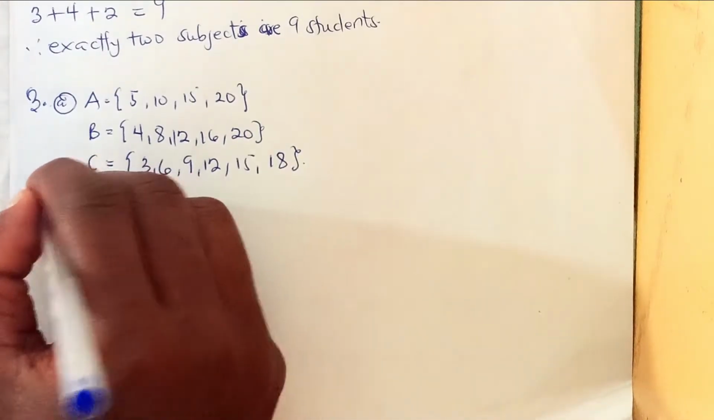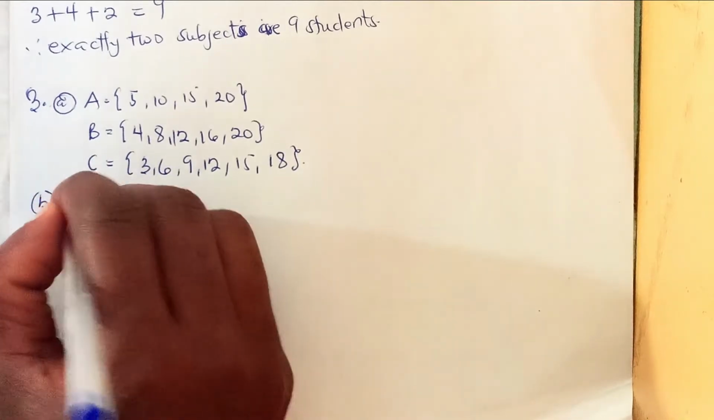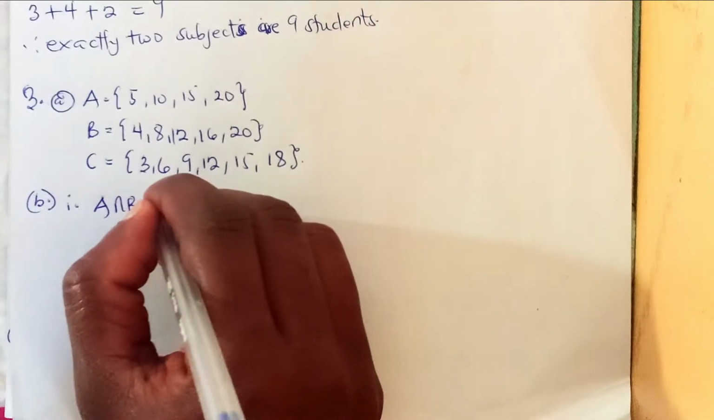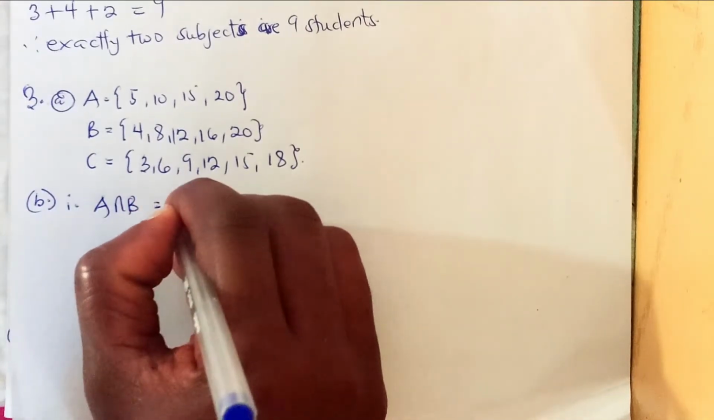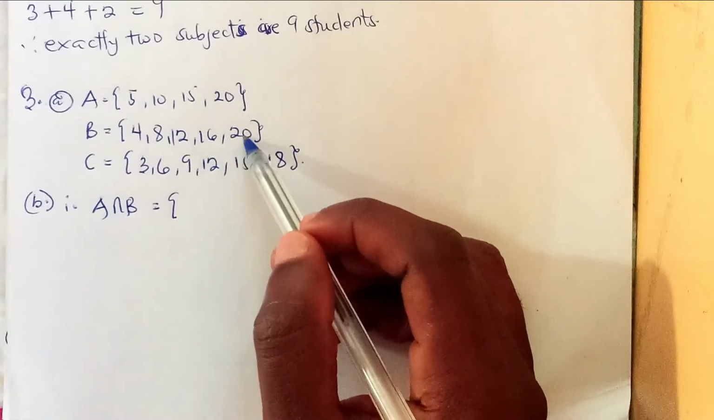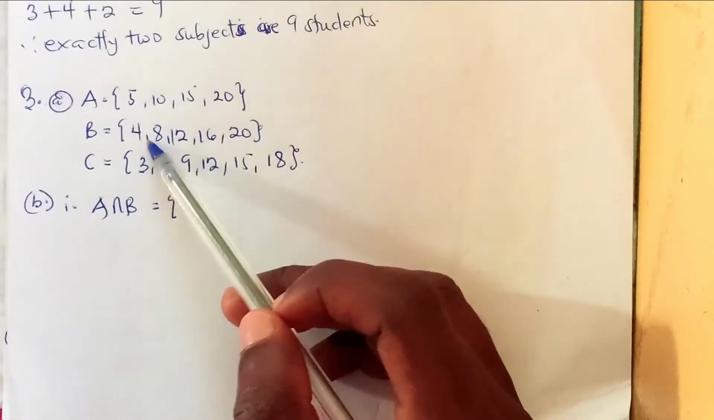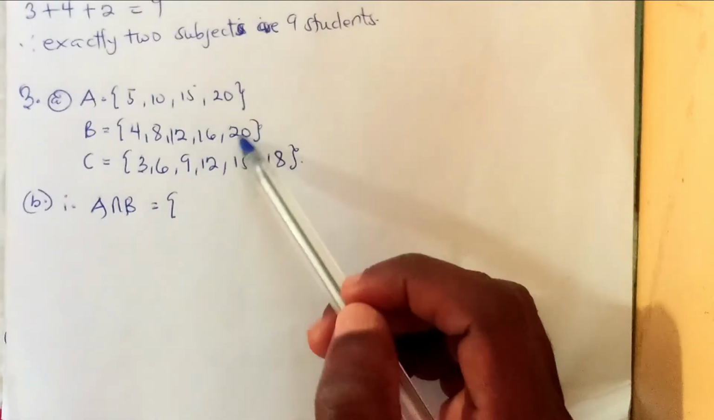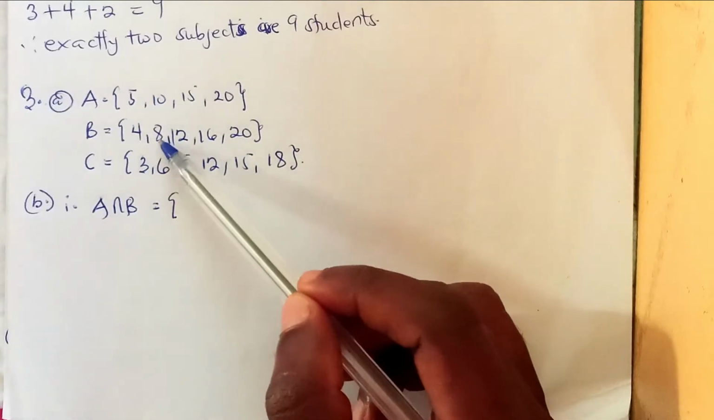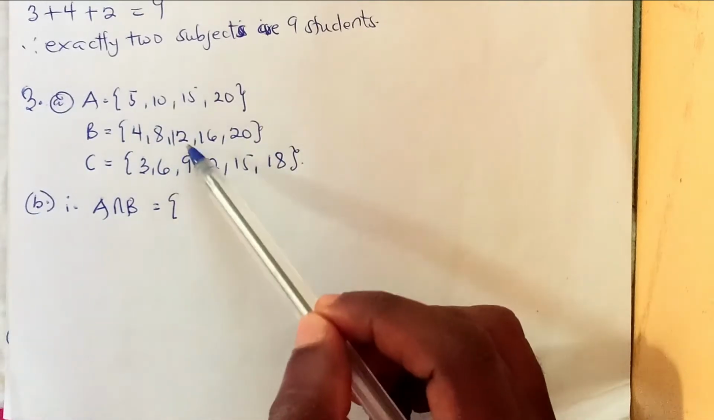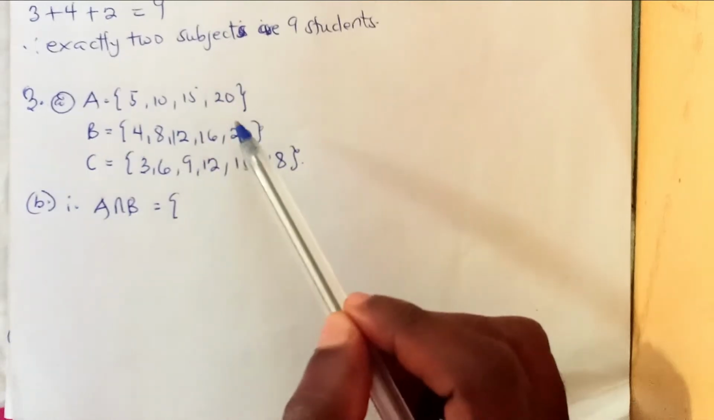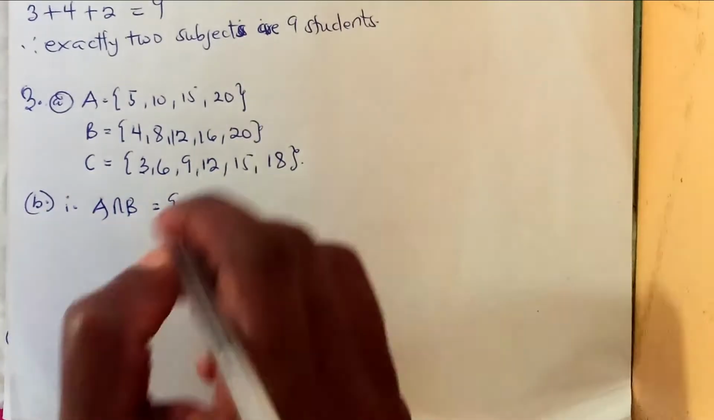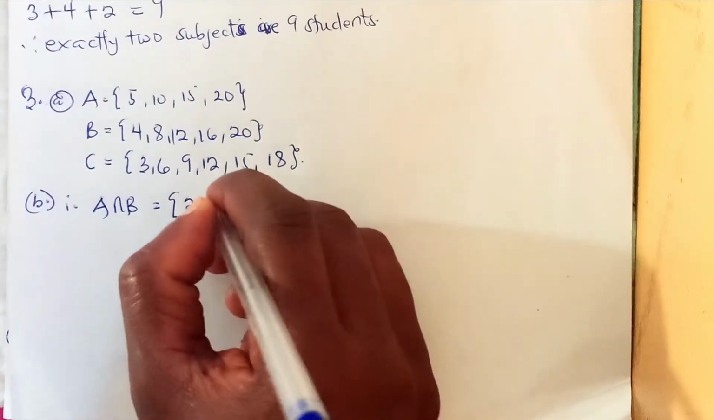B asks us to find A intersects B. So let's find A intersects B, since we have both A and B here. We don't have 5 in B, we don't have 10 in B, we don't have 15 in B, we have 20. So the first one is 20. We don't have 4 in A, we don't have 8 in A, we don't have 12 in A, we don't have 16 in A. So the intersection of A and B is 20, since it's found in both of the sets.